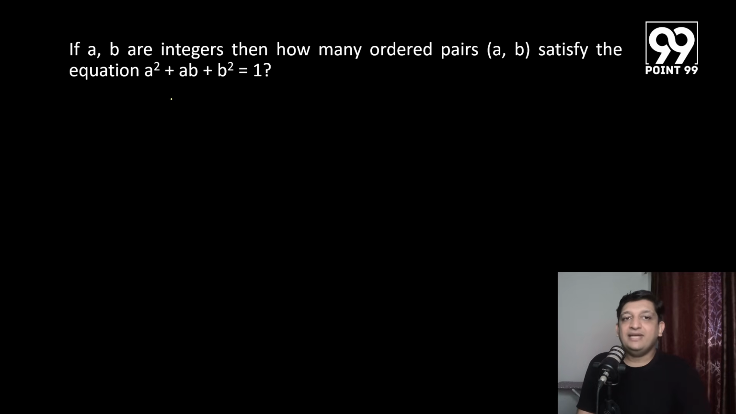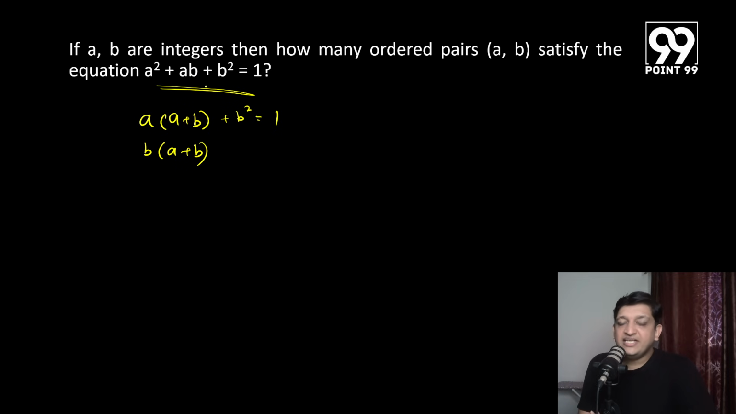So we have to find the pairs that satisfy this particular equation. Now how do you go about this? One way of looking at it is by substituting values and trying to see what happens. The other thing that you can do in this context is you can just take a common factor, rather, you will get a into a plus b, the whole square, equals 1. But instead of a, you could have also taken b common. So if I would have taken b common, I would have got b into a plus b, plus a square equals 1.